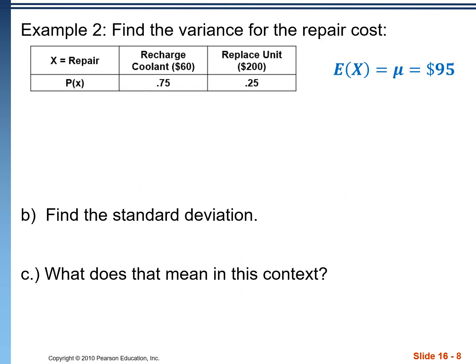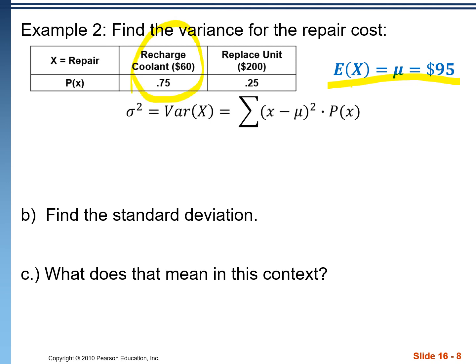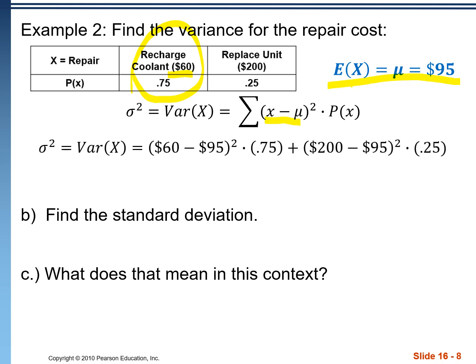So let's go back to this repair problem. At this point, we know that the mean is $95, and let's use that to find the variance. So here's our equation for variance. For each of these columns, we're going to take the repair costs, subtract the mean, square it, multiply by the probability. So 60 minus that mean of 95 squared times 0.75.